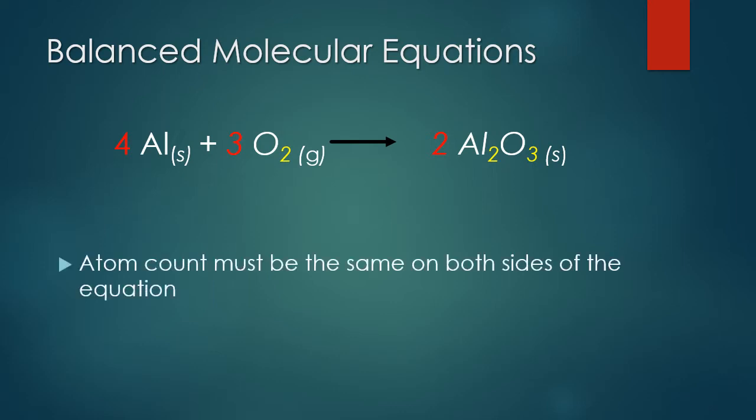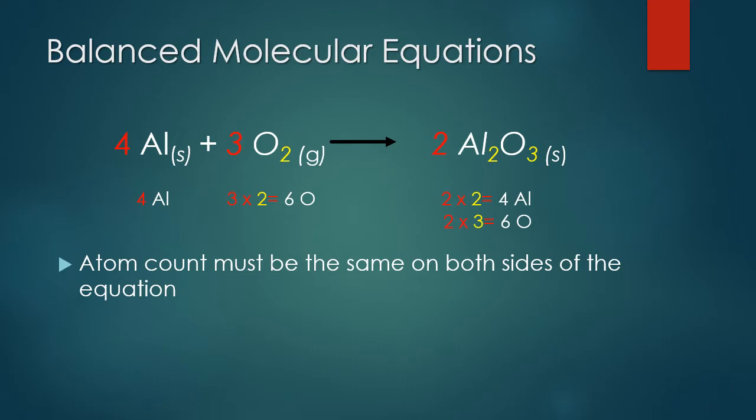Well, in order to balance an equation, you add coefficients in front of each element or compound. And your goal is to get the atom count to be the same on both sides of the equation. What that means, in this case, the two elements I have present is aluminum and oxygen. So that means I want the same amount of aluminums on both sides of that arrow and the same amount of oxygens on both sides of that arrow. When I do my atom counts, you can see that this is a balanced equation.